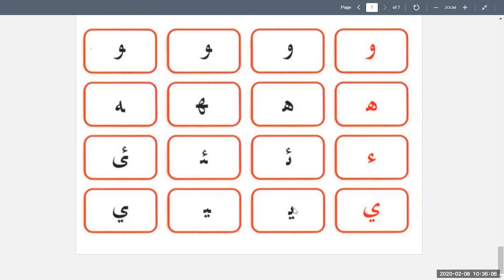If it's at the beginning of the word, it sits on the line. This part is about a quarter of the way up, and then the bottom is on the line. Same thing with the middle of a word. At the end, it's going to connect to what precedes it, goes underneath the line, and back up again. It's a really pretty letter, very curvy letter. Okay, make the letter ya.